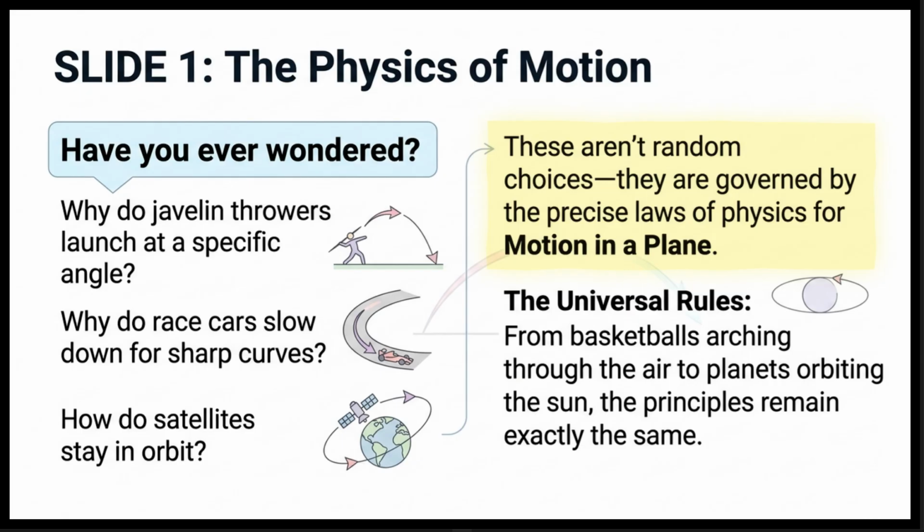The illustrations show a javelin thrower, a race car, and a satellite in orbit. From a basketball arching through the air to a planet sweeping around the sun, the same principles apply. That's the story this video tells.